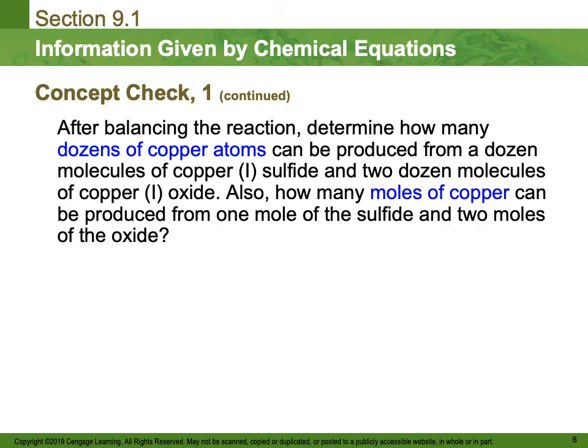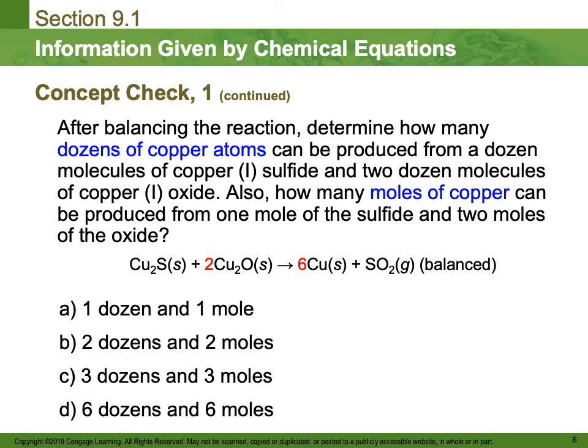So after balancing the reaction, they want us to determine how many dozens of copper atoms can be produced from a dozen molecules of copper 1 sulfide and 2 dozen molecules of copper 1 oxide. So again, here is our balanced equation. So instead of just using 1 molecule, we're now thinking dozens of molecules or dozens of atoms, but the proportion stays the same. So if I start with 1 dozen copper 1 sulfide and 2 dozen copper 1 oxide, I should make 6 dozen copper atoms because the proportion is still the same.